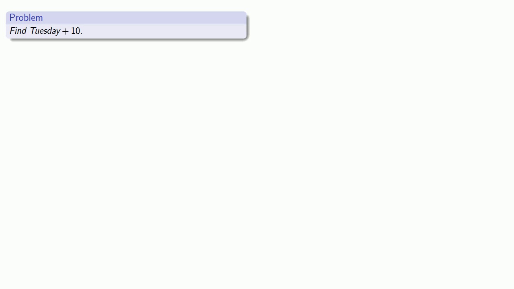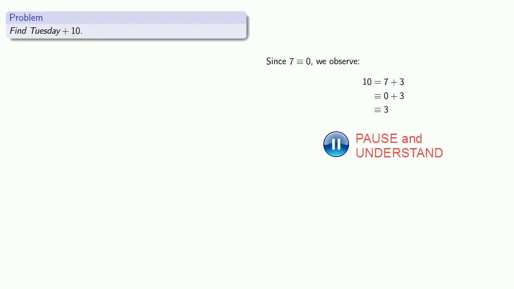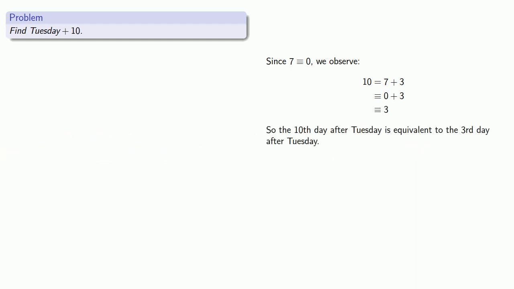So, suppose we want to find Tuesday plus 10. Well, we could count the 10th day after Tuesday, but in our weekday arithmetic, we might make the observation. Since 7 is equivalent to 0, we might observe that 10 is 7 plus 3. But since 7 is equivalent to 0, that's the same as 0 plus 3, or just 3. So the 10th day after Tuesday is equivalent to the 3rd day after Tuesday. And so Tuesday plus 10 is equivalent to Tuesday plus 3, and that's much easier to determine. It's Friday.